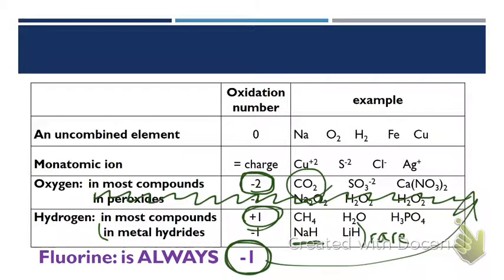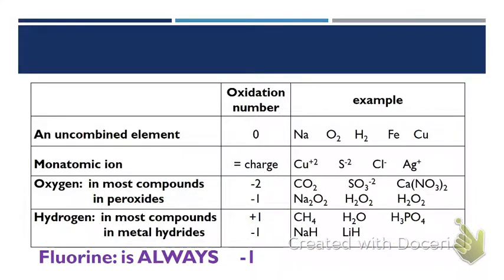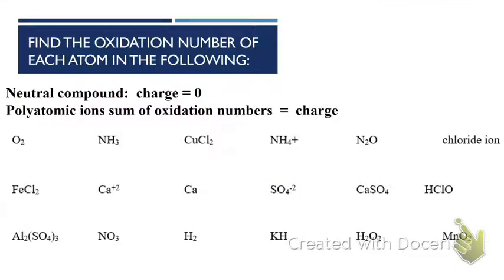Well, hydrogen can be negative, but rarely. So these are the kind of general rules, but really what we're going to do is a lot like when we were trying to find the charges of the transition metals, is start by looking at the part of the compound that we know, the end part, and then work to the beginning.